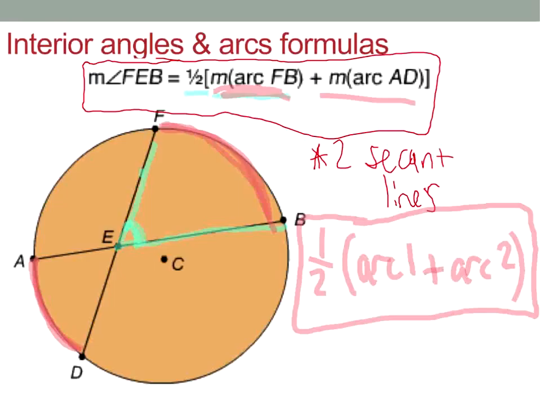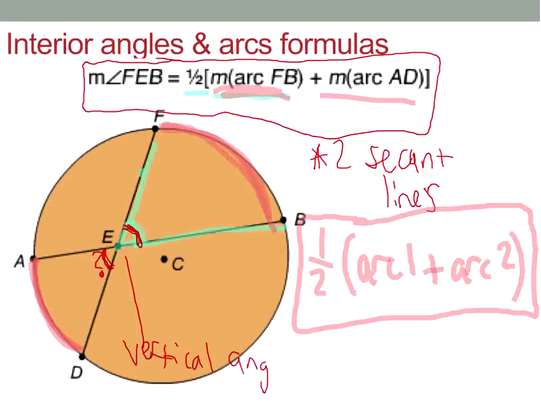So how am I going to find that angle inside? 1/2 of the first arc plus 1/2 of the second arc. Here's my question to you, and this was Isaac's question. What can we say about this angle right here? What do we know about it? It's congruent. Congruent to which one? The one right next to it. Why? What's the word? They're vertical.